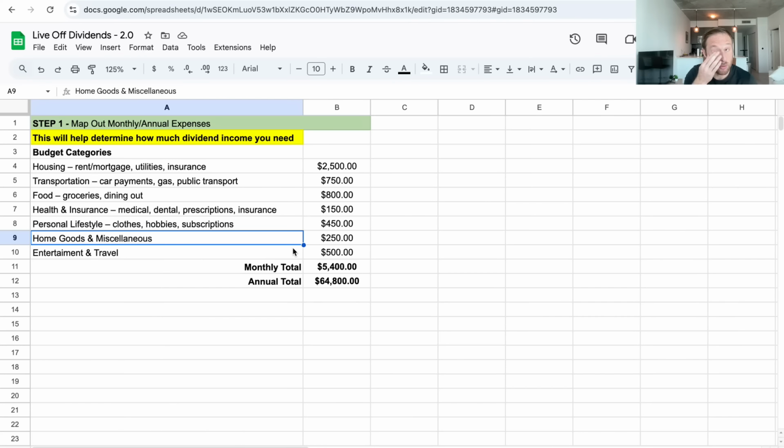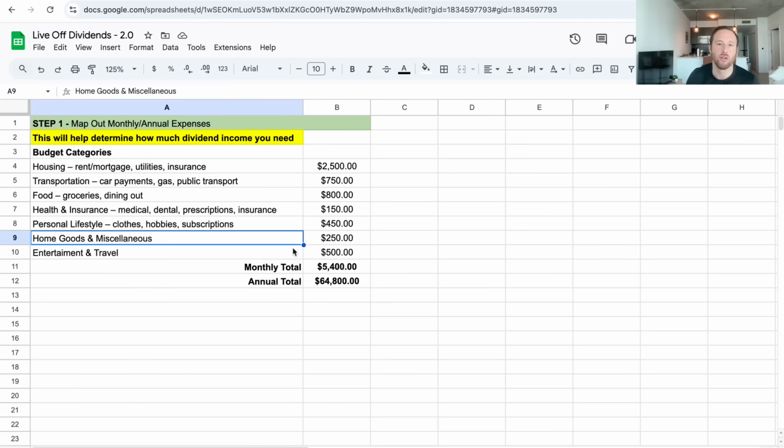But when it comes to financial literacy and financial planning, one of the best things you can do is understand your expenses and map out your income versus your expenses and ensure that you are cash flowing every month.